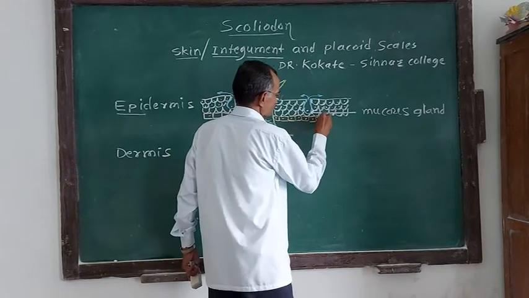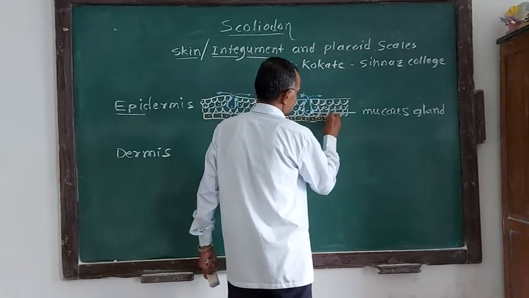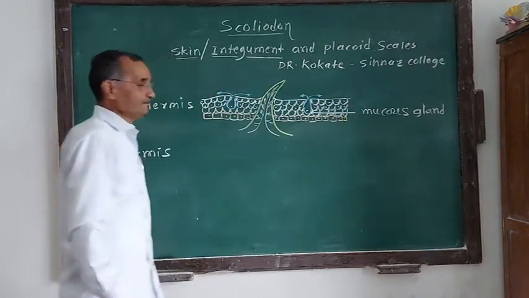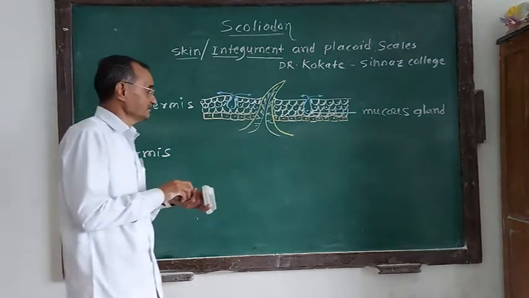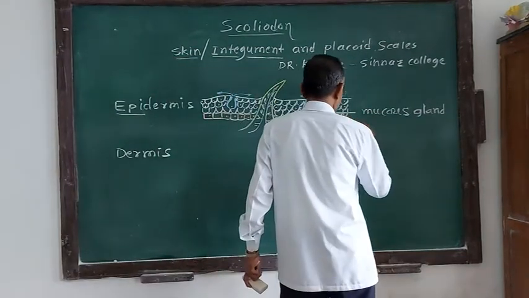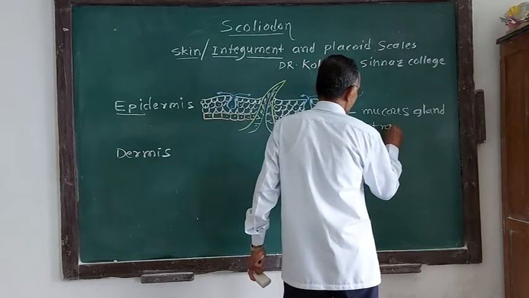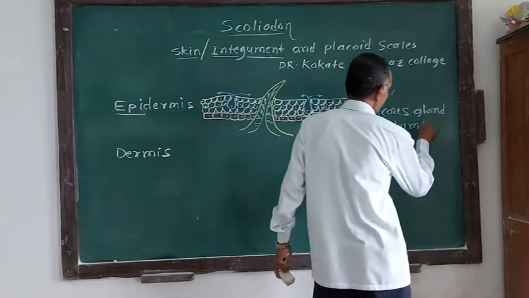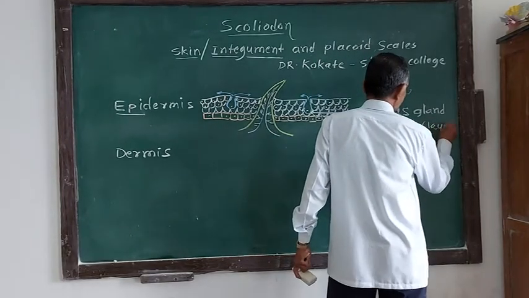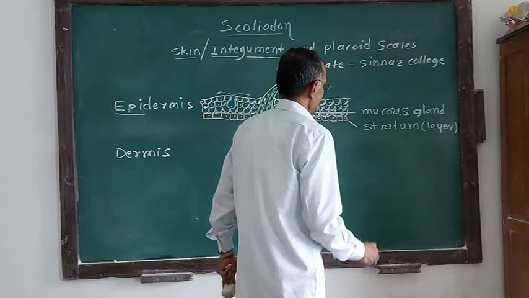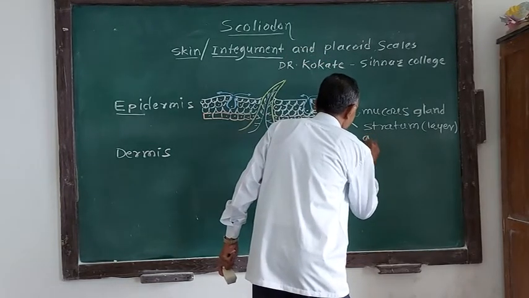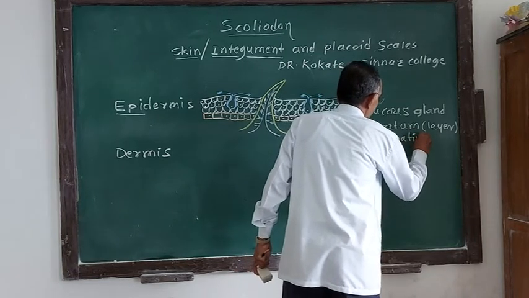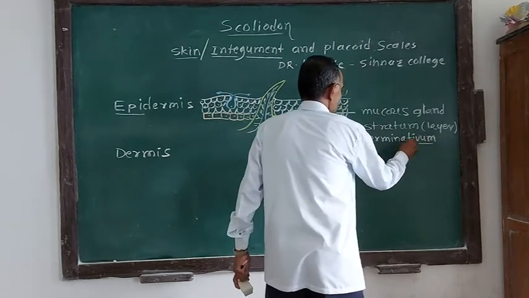This layer made up of such cells is called stratum malpighi, also called stratum germinativum. Remember, stratum means layer. Very simple. Strata in the sense of layers. So stratum means layer. Layer of what? Layer of stratum germinativum. What does germinativum indicate?